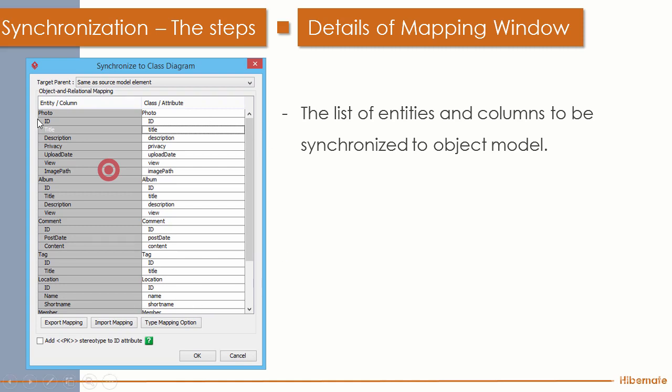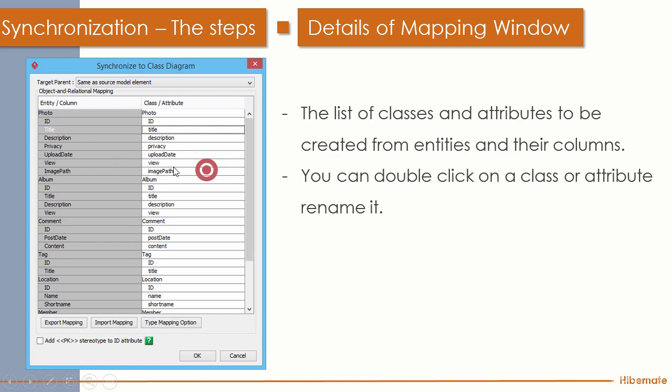On the left-hand side is the table and the column name. You see photo has an ID, title, description, etc. And on the right-hand side is the class and the attribute we will generate. You can double-click to change it, say, I don't want to generate the title as an attribute. I want to generate something else. You can say photo title, something like that, in the attribute.